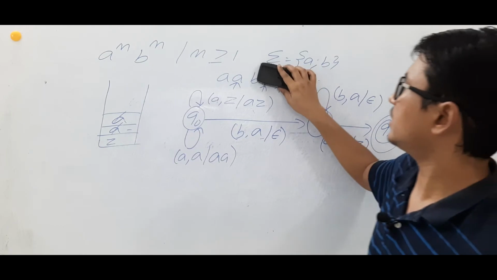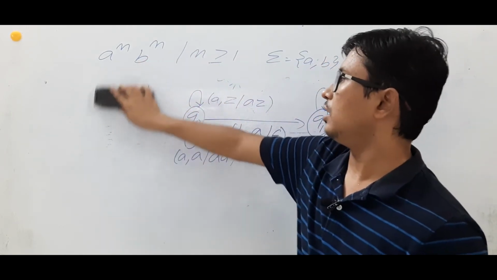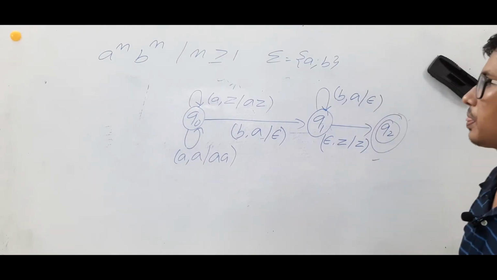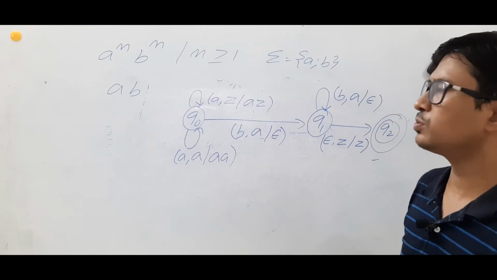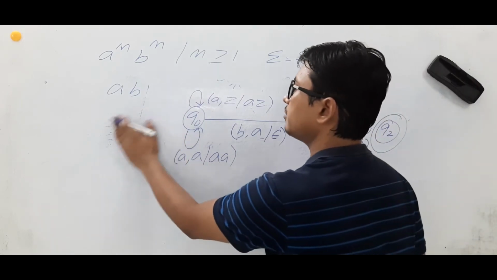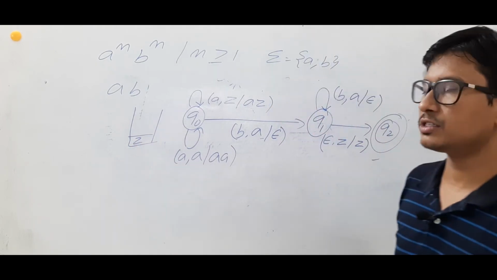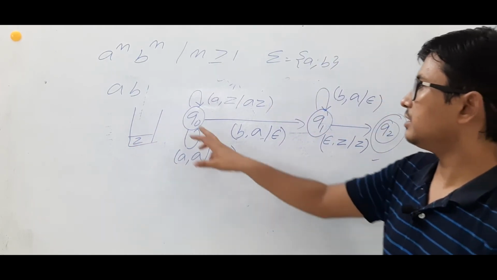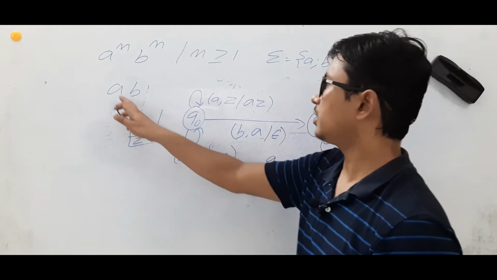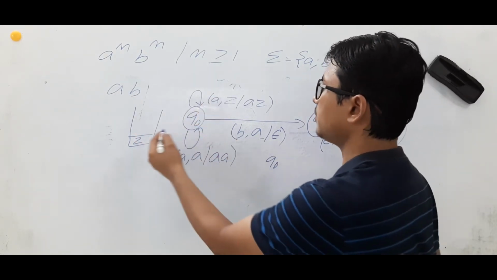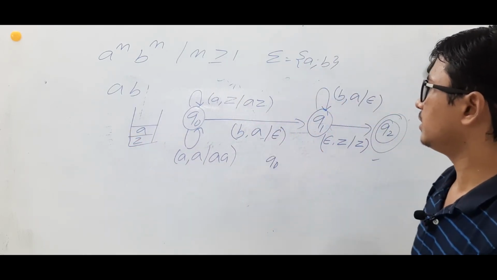We will check whether it is accepting all the strings which belong to this language. Let me take AB, the smallest string possible over this language. Initially the stack consists of Z, which is the bottom of the stack. I am in the state Q0. On looking at A, I am pushing that A.